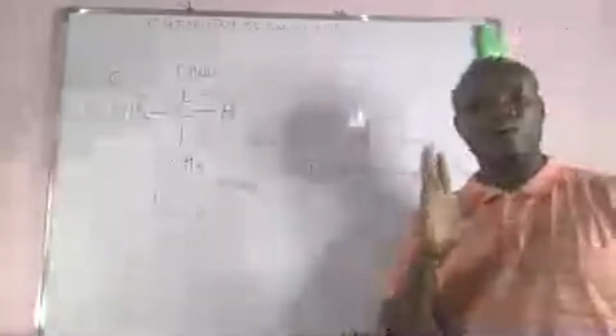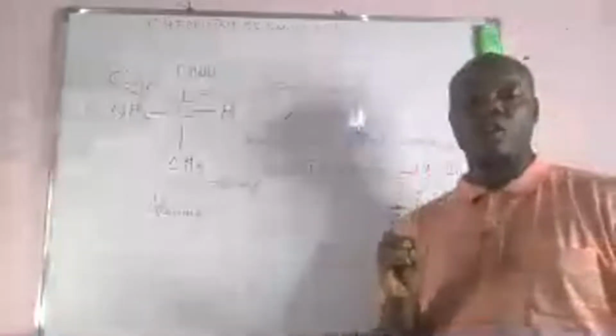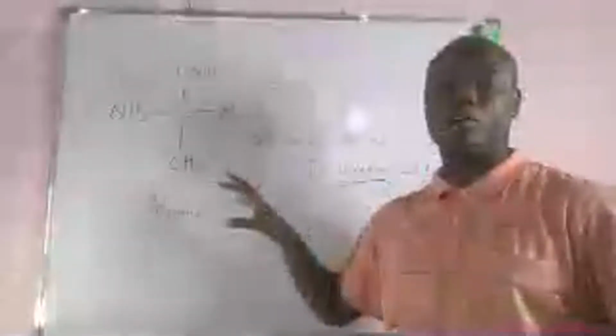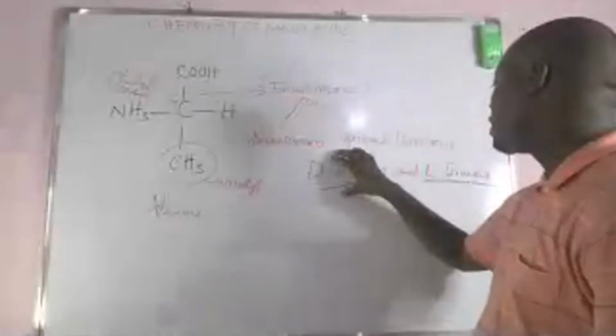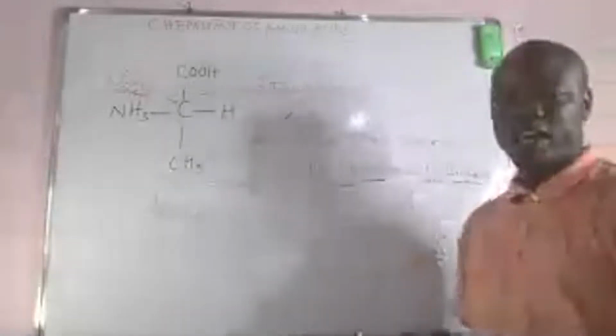So we have two types of amino acids in terms of their optical isomers. We have D isomers and we have L isomers, based on the alpha carbon. As I said, we have the alpha carbon, and this alpha carbon classifies amino acids into D isomers and L isomers.